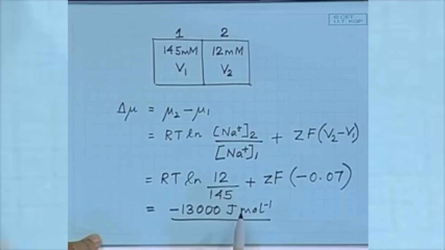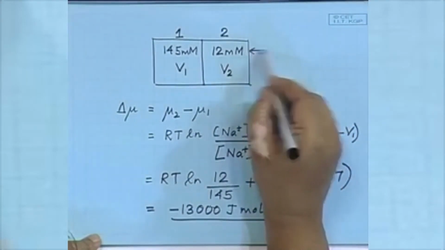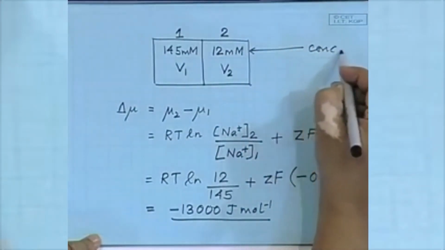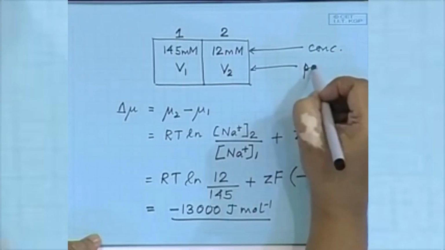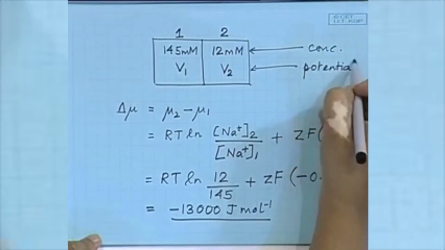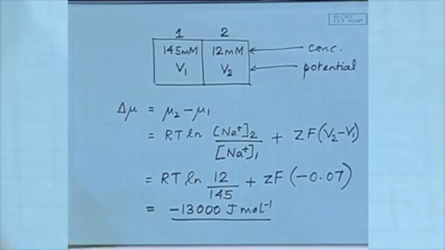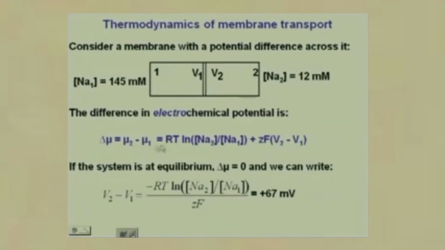And you have a concentration that you have to consider and the potential that you have to consider. So, these are the two considerations that you have to make when you are transporting a charged species through the membrane. So, what we have is a delta mu, that is mu2 minus mu1, equals RT ln Na2 by Na1, that is the concentration of the ions on both sides, plus ZF times V2 minus V1. When the system is at equilibrium, we can write this, which turns out that this V2 minus V1 is 67 millivolts.